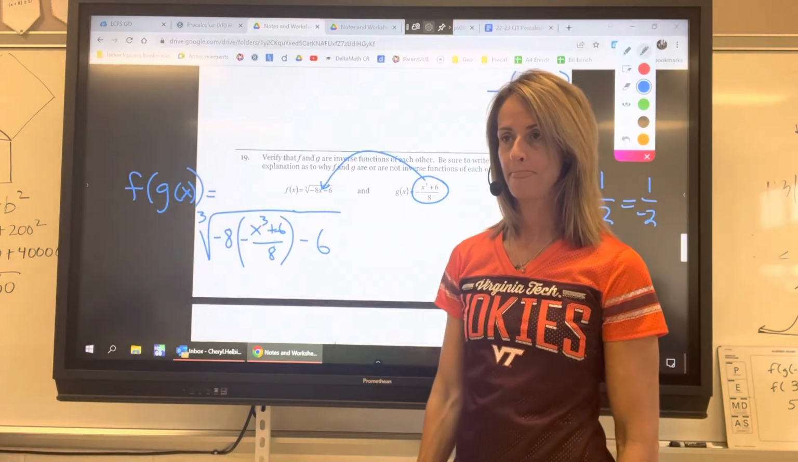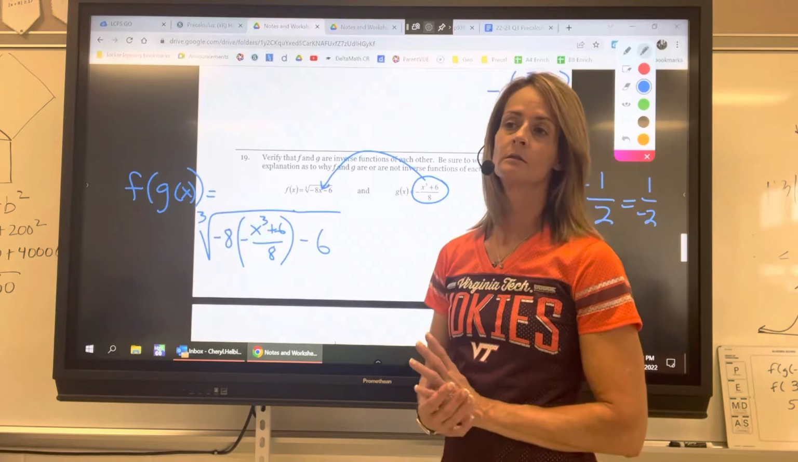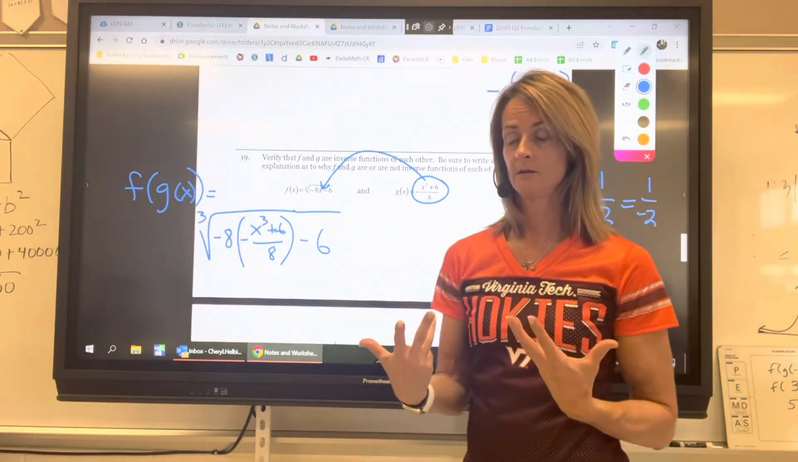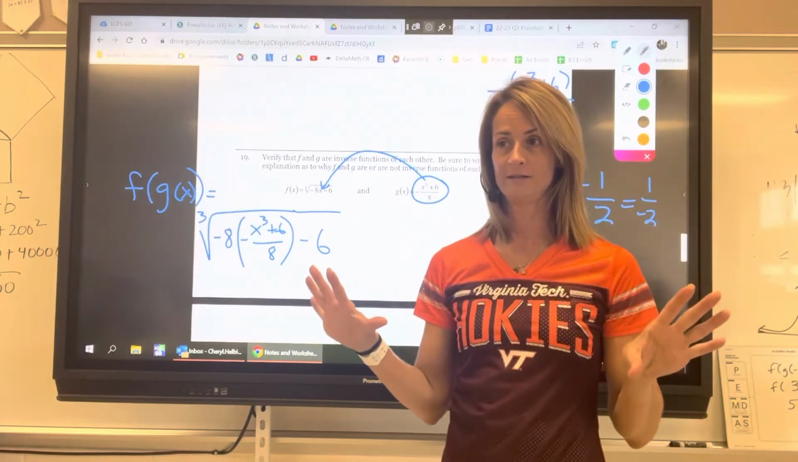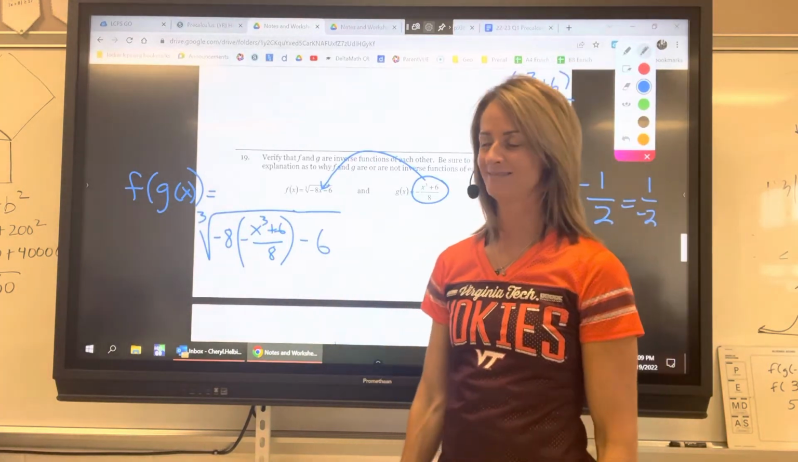What would happen if it was a different denominator? Will it always be the same? Well, if they're inverses, everything should cancel beautifully. If it doesn't, then they're not going to be inverses.